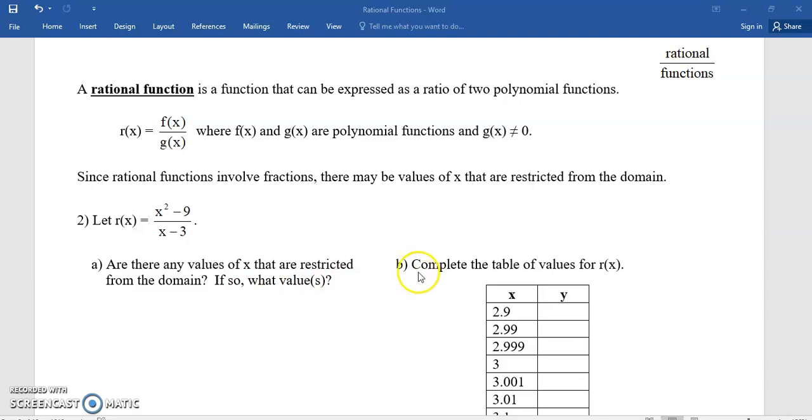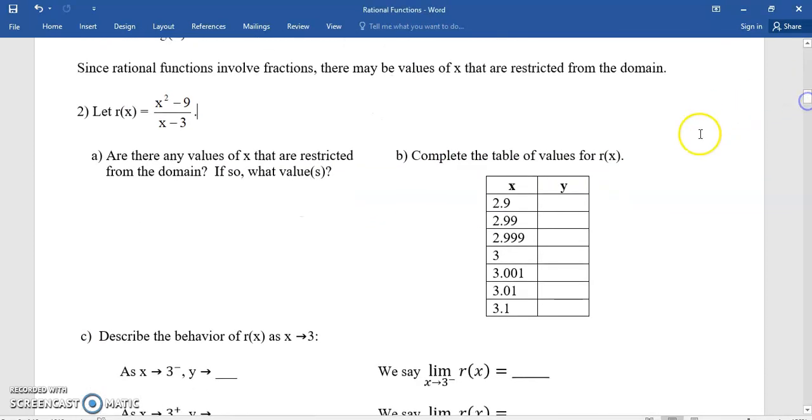So if x cannot equal 3, we're going to look at what happens as you get close to 3. We want to focus on this table of values. As you approach 3 from the left side, 2.9, 2.99, and so on, and then as you approach 3 from the right side, 3.1, 3.01, and so on. As you zoom in on x equals 3, where is your y value going? That's what we're going to look at.